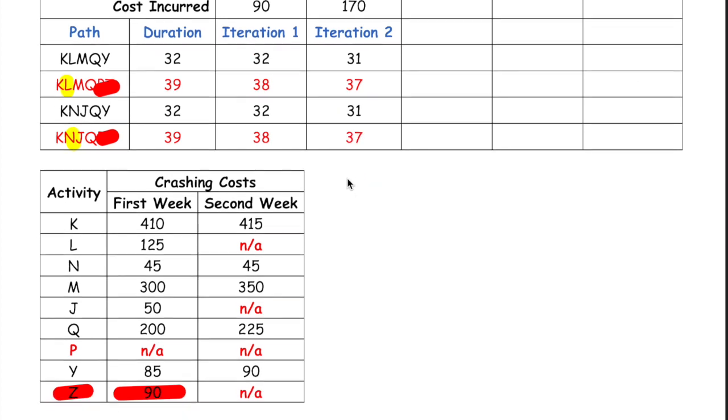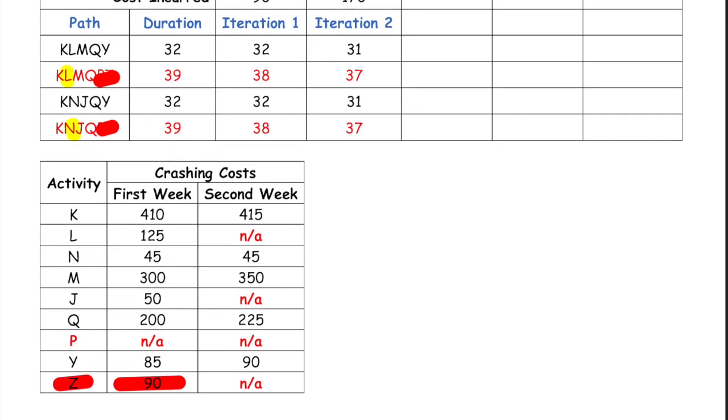Now once we've completed this iteration, it's important for us to cross out the activities that we have crashed, so we can no longer crash activity L, and that's simply because it does not have a cost slope for the second week, and activity N has been crashed for the first week, but could still be crashed one more time at a cost of 45.